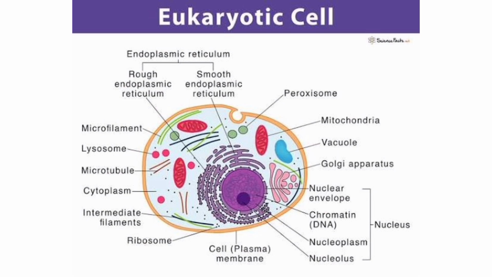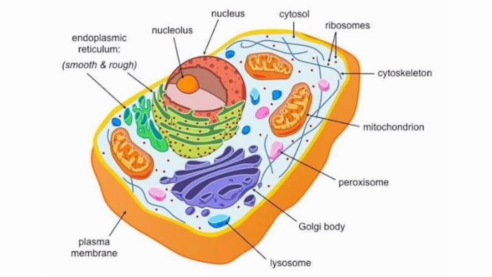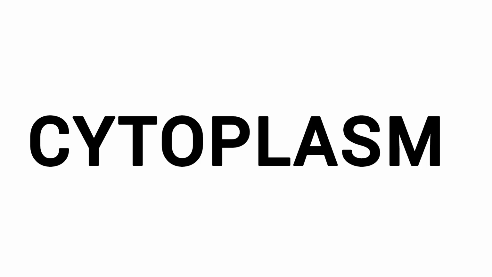Third, on the basis of chromosomes, they have more than one chromosome in a eukaryotic cell. And the fourth one, we are classifying on the basis of membrane-bound cell organelles, which are present in eukaryotic cells. Now let's see about the cytoplasm.